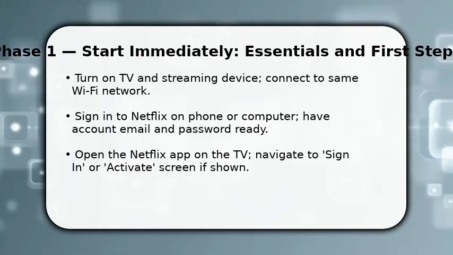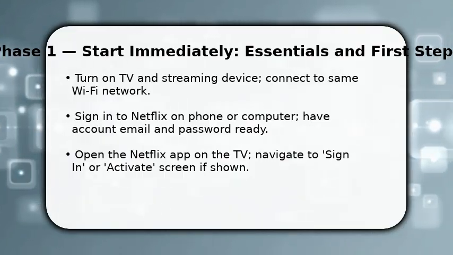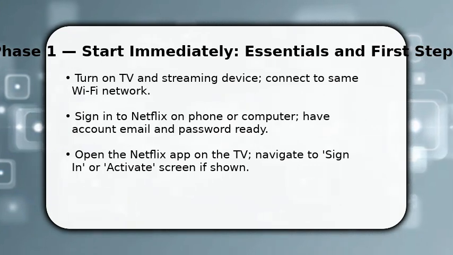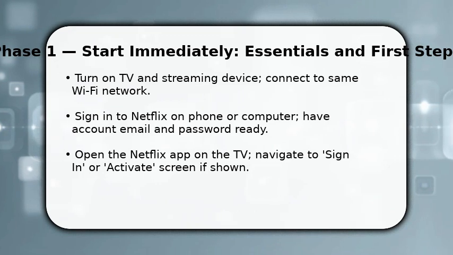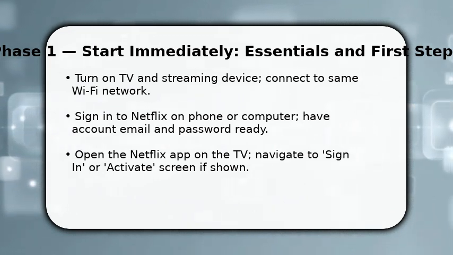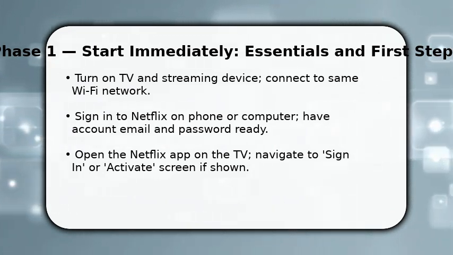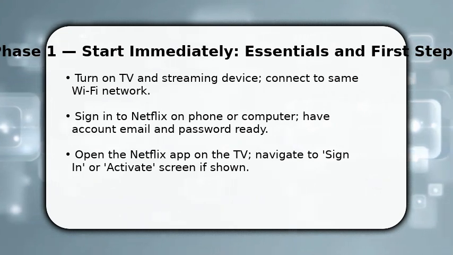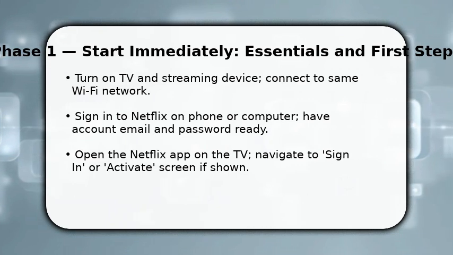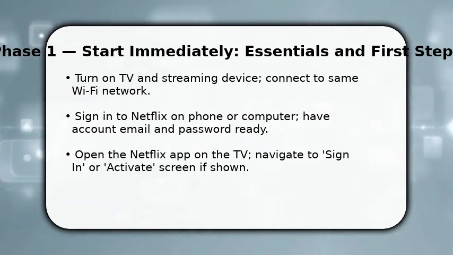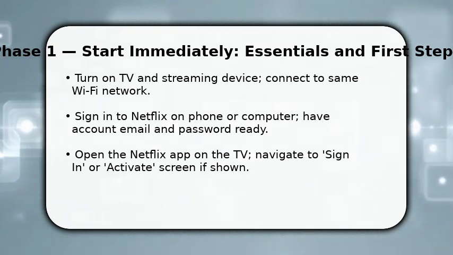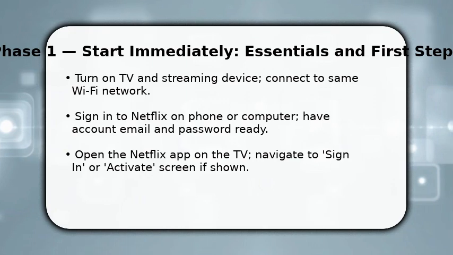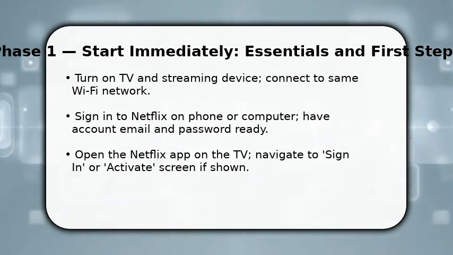Enjoy the video. You start by powering on the TV and the device. Make sure both connect to the same Wi-Fi network. You sign into Netflix on a phone or laptop so you can manage activation codes easily. Once done, open the Netflix app on the TV and go to the Sign In or Activate screen. This will prompt the TV to display a 4-6-character code. This initial step prepares both devices so the activation can proceed smoothly.